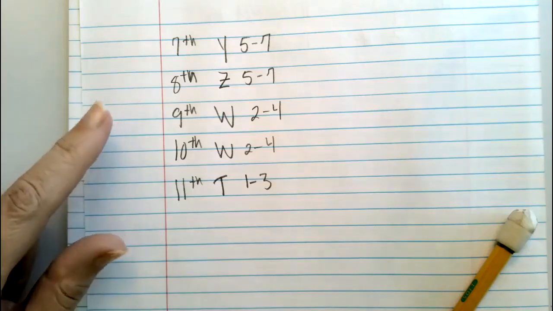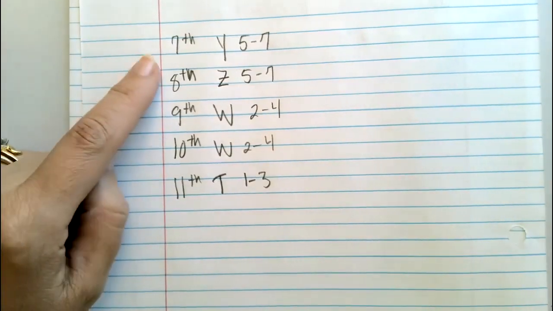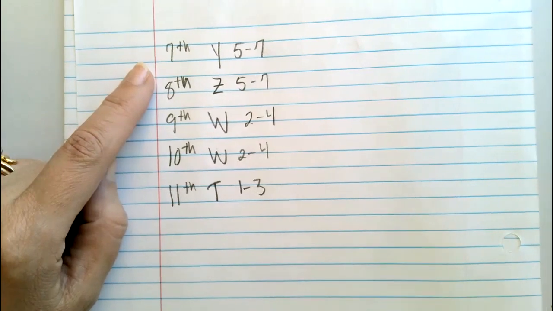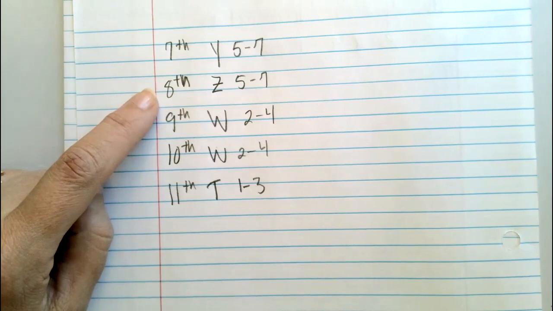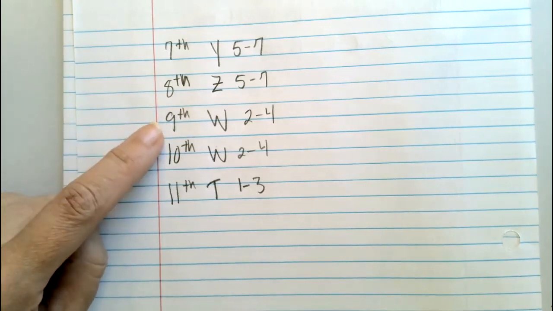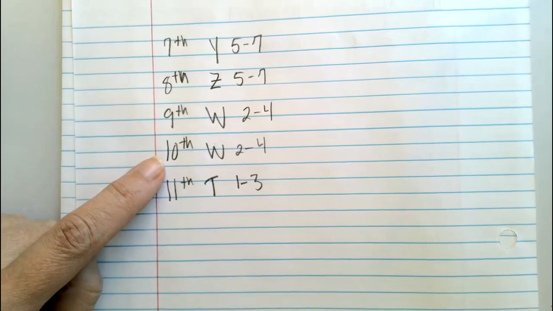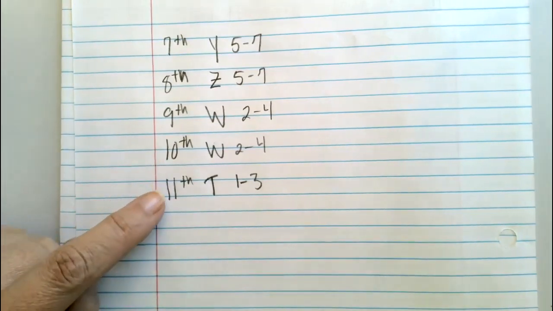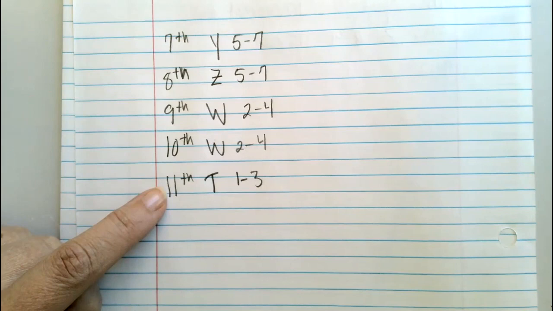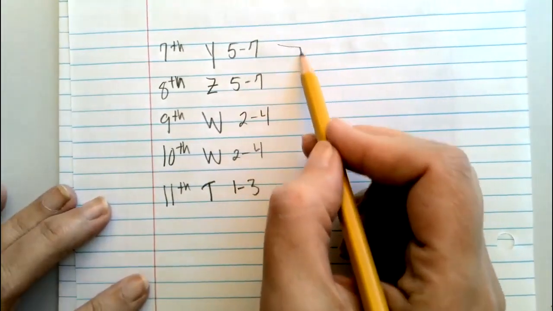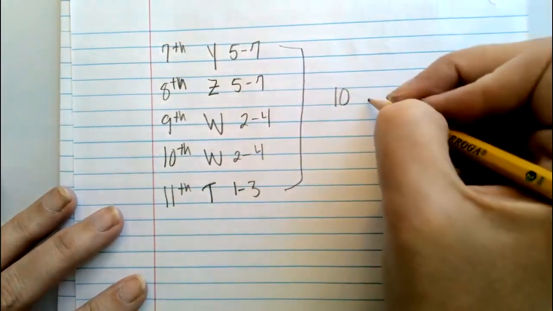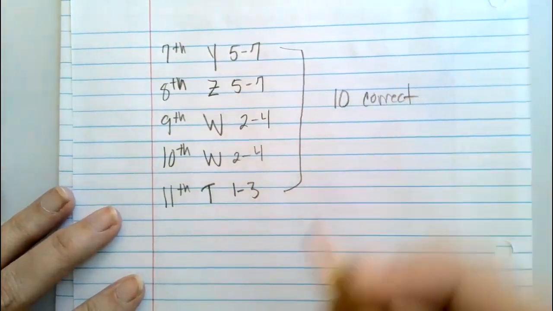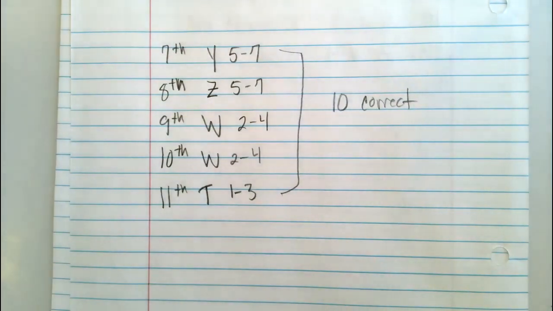So here's the path on IXL. If you're in 7th grade, go ahead and write down Y 5 through 7. So that's 5, 6, and 7. If you're in 8th grade, write Z 5 through 7. 9th grade is W 2 through 4. 10th grade is W 2 through 4. And 11th grade is T 1 through 3. Now, again, when we talk about how many of these should we do, ideally, we would complete 10 correct. Okay, a little bit less is okay. A little bit more is definitely better, but ideally 10 correct.